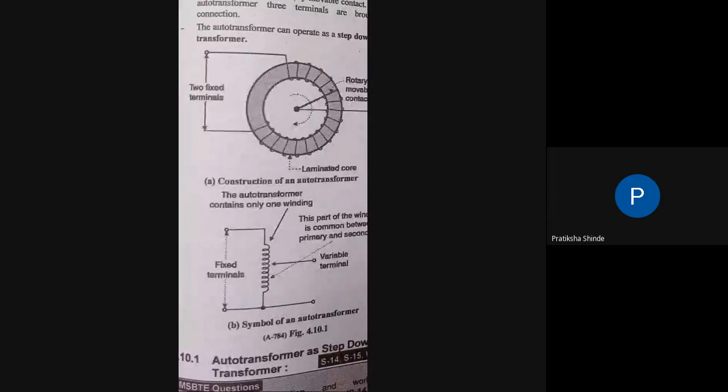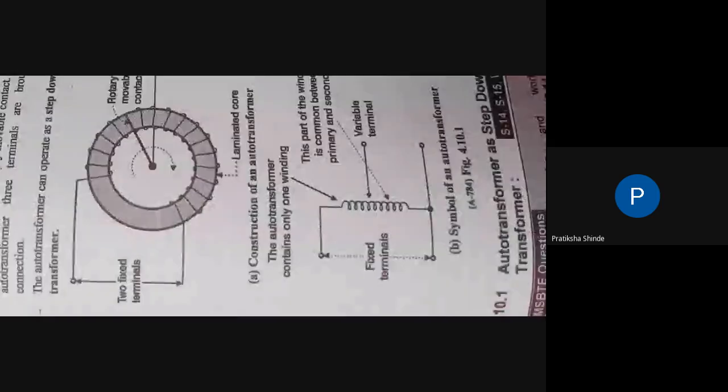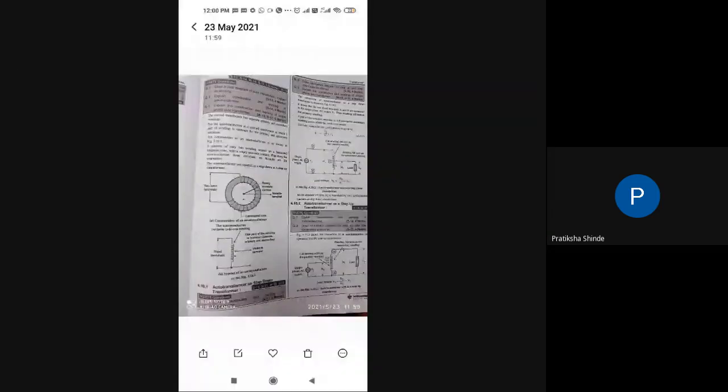In the working or symbol view, you can see the winding, then the variable terminal. Whenever you vary the variable terminal, you can vary the voltage. For example, fixed supply of 230 volt 50 hertz for single phase, and for three phase, it will be 440 volt. Now for single phase it will be 230 volt supply at the primary side, and that variable terminal and one fixed terminal at the end, those two terminals will be connected to the load to take the output.